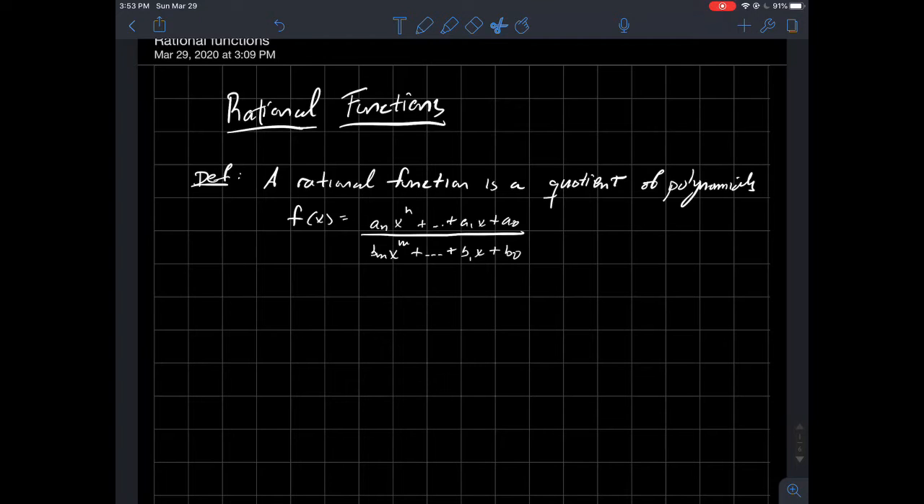This is an intro to what rational functions are. So a rational function is a quotient of two polynomials. Remember, quotient means fraction. So all I'm saying to you is a rational function has a polynomial in the numerator and a polynomial in the denominator.